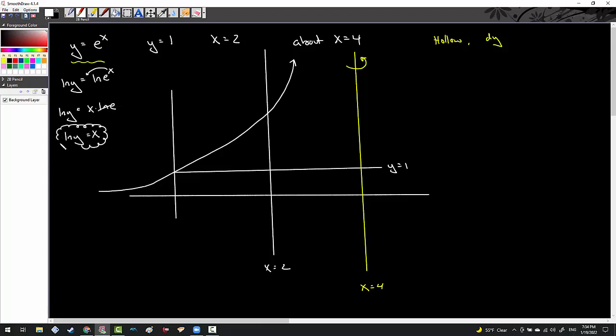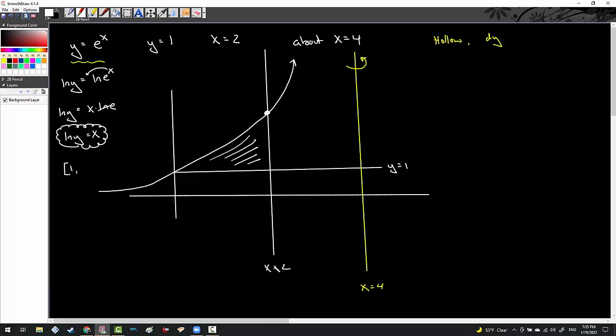And this is the function I'm going to be integrating. I want to get some limits of integration right here because this is the space I'm going to be rotating here. So what are my limits of integration? Well, I know my lower limit of integration is going to be 1, and my upper limit of integration is going to be up here.